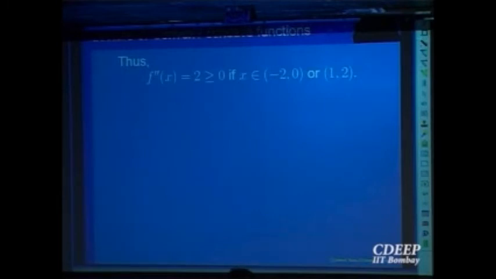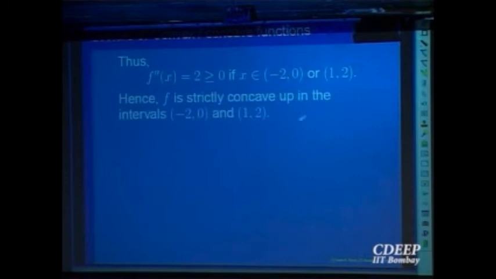So it says it is concave up in this interval minus 2 to 0 and also concave up in that interval, not in the union, because if you take a point here and take a point there, then that property that the chord lies always above will not be true, right? So be careful about that. When you are writing, it should be in that interval, not union of intervals. Don't make that mistake. So it is strictly concave up in the intervals this and this, okay?